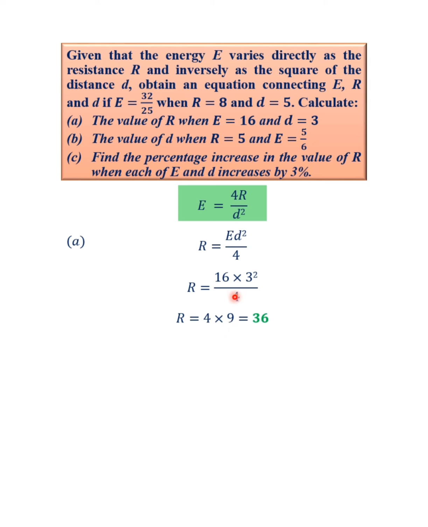4, because 16 divided by 4 is 4. 3 squared is 9. 9 times 4 gives us 36. So the value of R is 36, and we are done with the A part. Let's go to the B part.